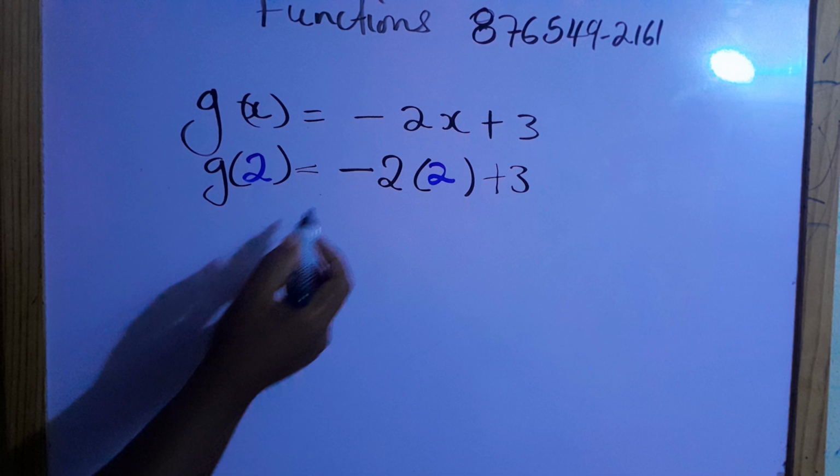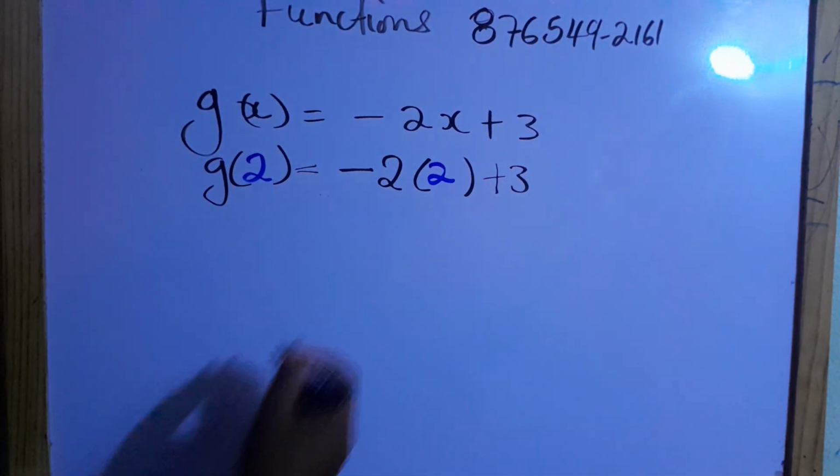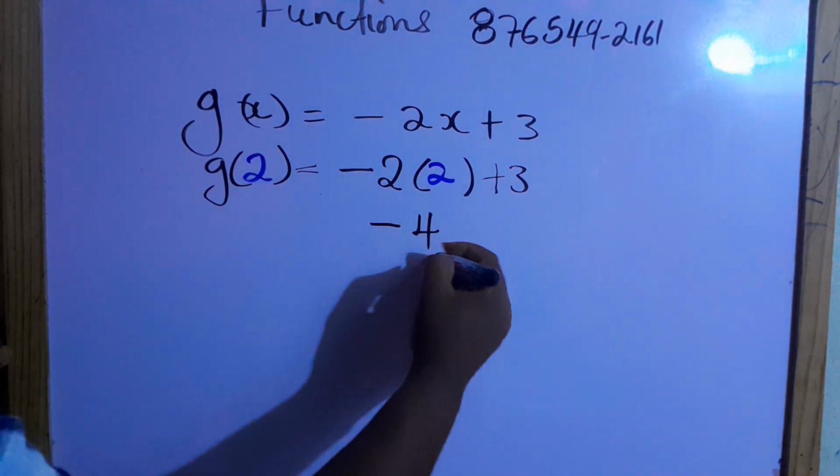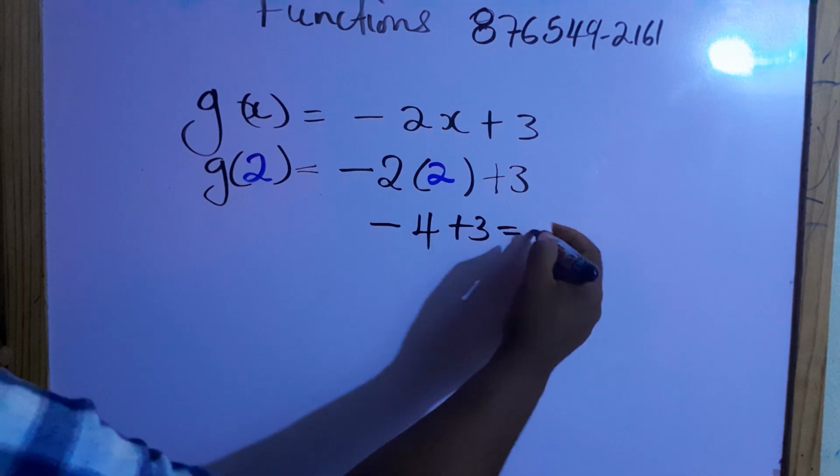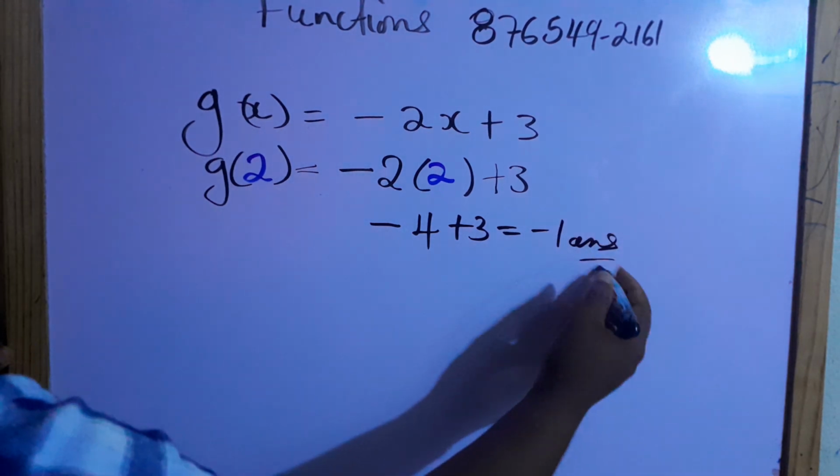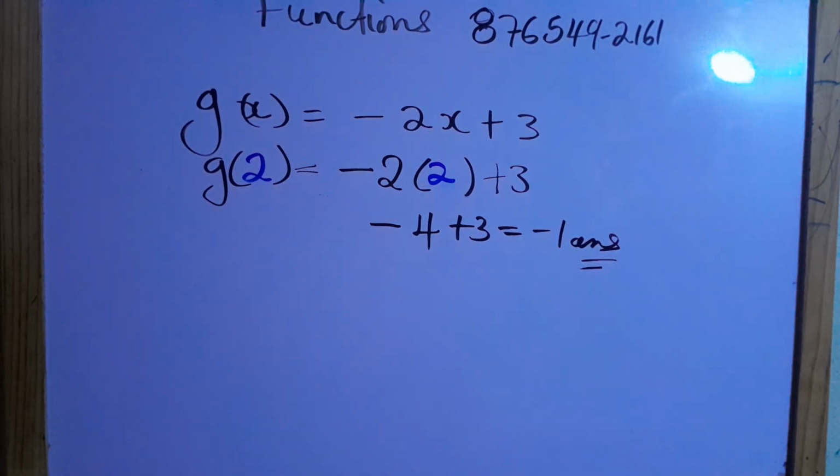Alright. So now we have negative 2 times positive 2, that's negative 4, plus 3, which works out to negative 1. Let's look at a composite function.